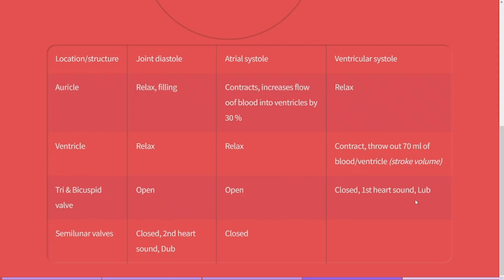So you have to remember when the first heart sound and second heart sound are produced. In ventricular systole, the closure of tricuspid and bicuspid valves produces the first heart sound lub, and in joint diastole, when the semilunar valves close, they produce the second heart sound dub.